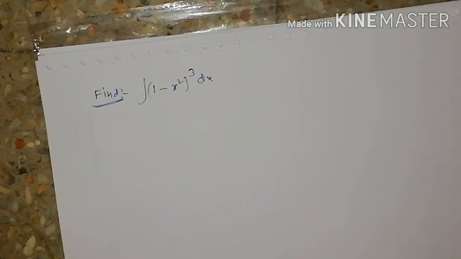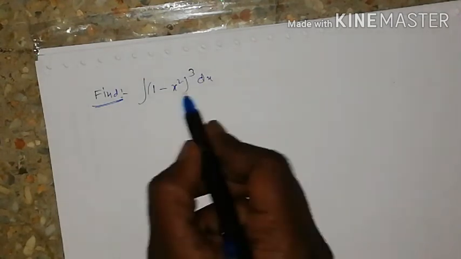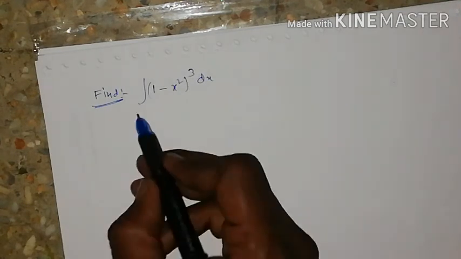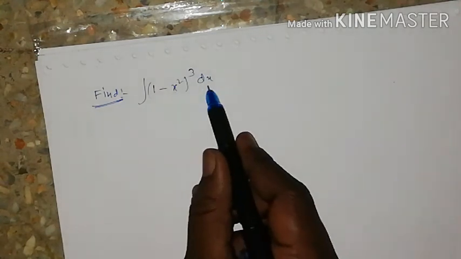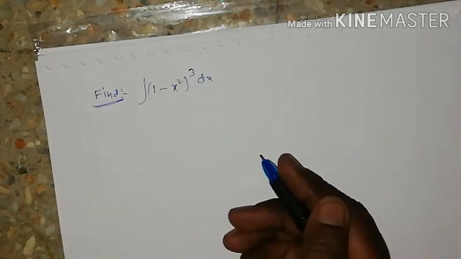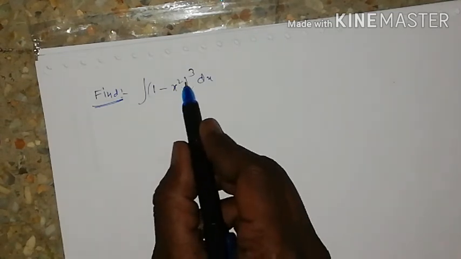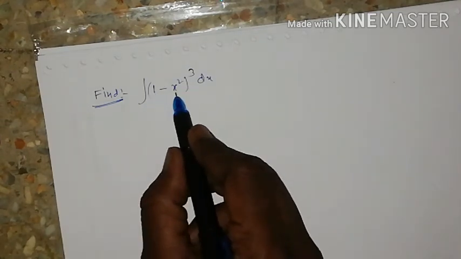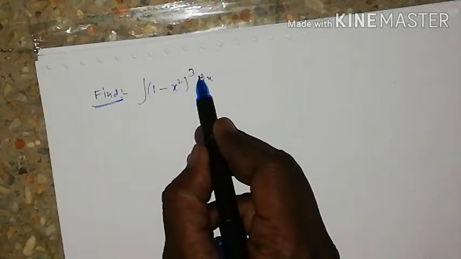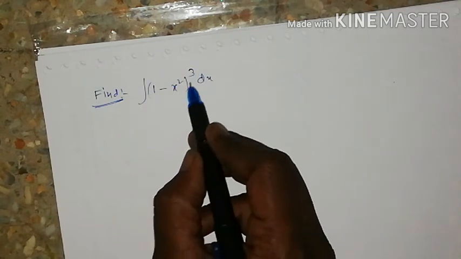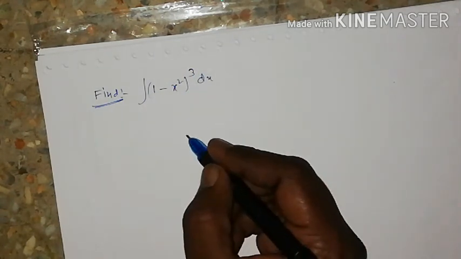Anybody? Are you getting it? So how can we simplify this one? Can we separate them, integration of 1 cube into dx minus integration of x square whole cube into dx? Can we write like this? No, because how are we reading this one? Integration of 1 minus x square whole cube. You can't separate them as 1 cube, x square whole cube like this.